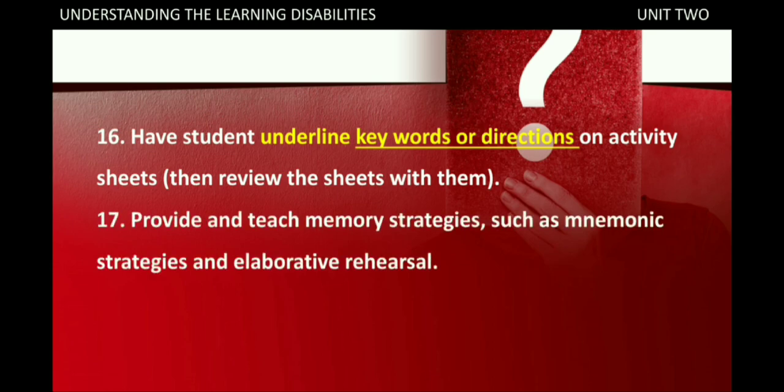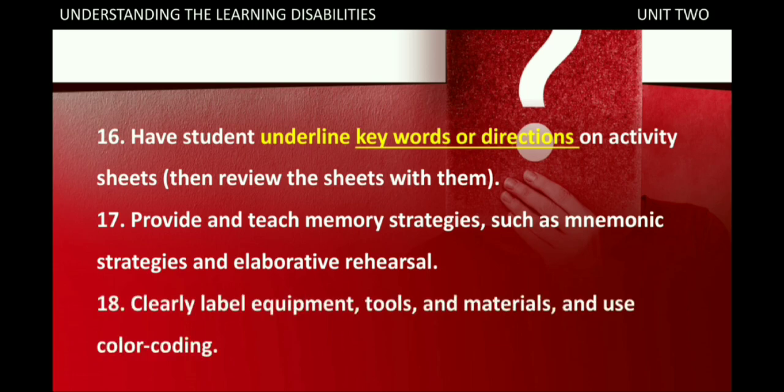Then teachers should provide and teach memory strategies such as mnemonics. So how to memorize all these things? Some mnemonics will be there. When a lot of things are there, the teacher will create some interesting mnemonics so that the student will not forget them forever. That kind of interesting technique you can provide to teach them.